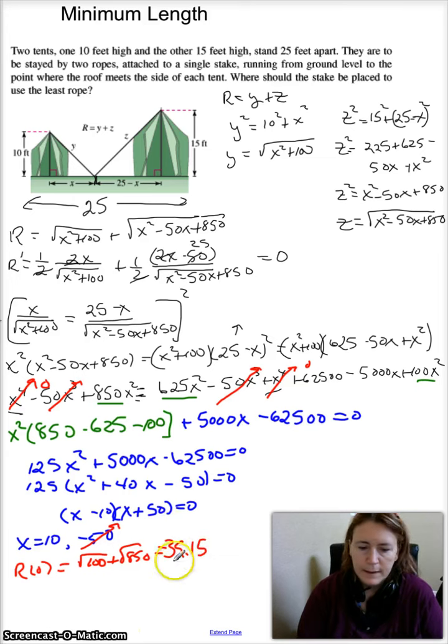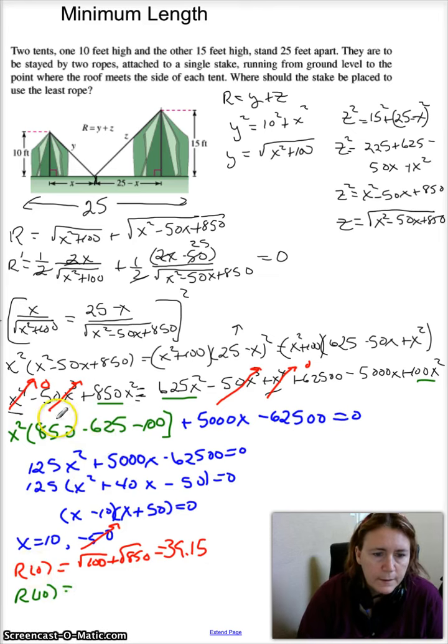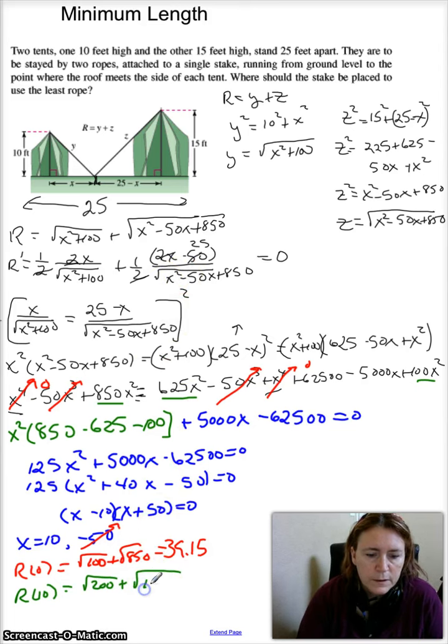Okay. Now let's do r of 10. Let me switch pen colors here. It's going to be the square root of 200 plus the square root of 10 squared, which is 100, minus 50 times 10 plus 850. When I put this in my calculator, I get this is about 35.35.